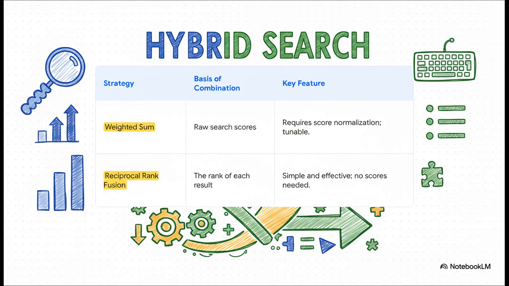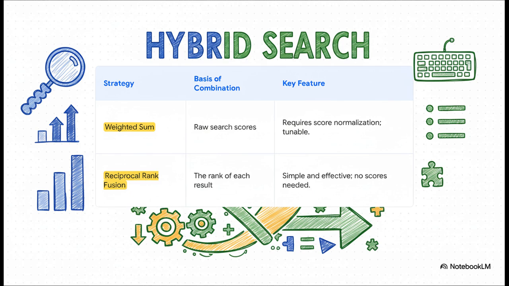Well, there are 2 really popular ways to do this. The first is called a weighted sum. This one looks at the actual scores each search system gives a document, does a little math to get them on the same scale, and then blends them. It's super tunable.